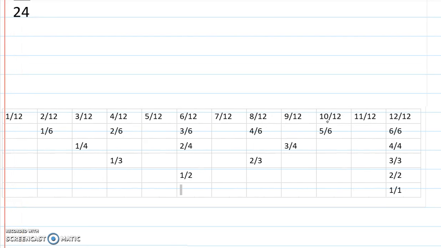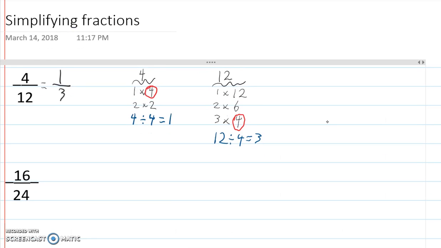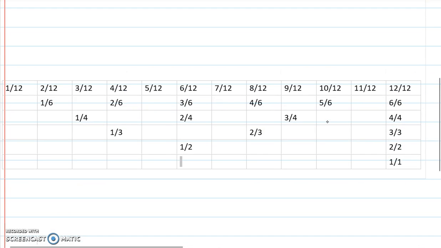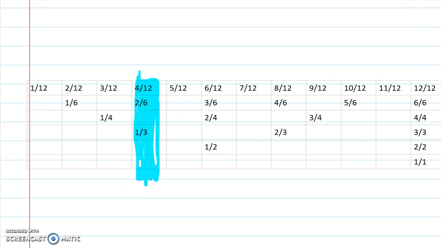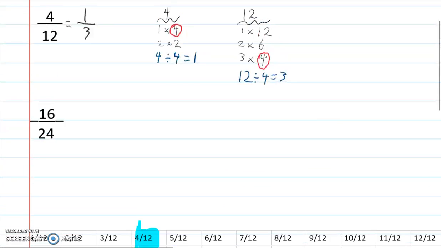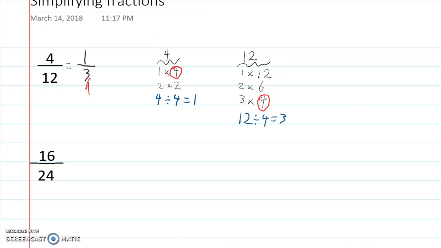So what did we have? 4 over 12. If we find 4 over 12, let's highlight it. Then we can just go down our column in the fold, and we can find whatever our lowest number is in that. So our lowest number is 1/3. So that would be our answer. Look up here. Is that 1/3?